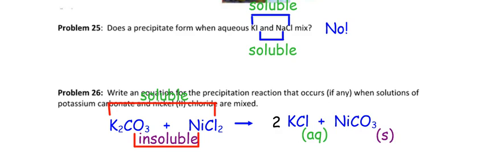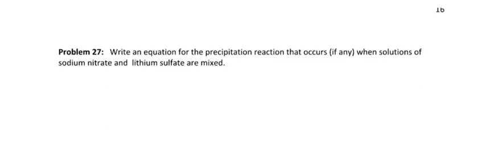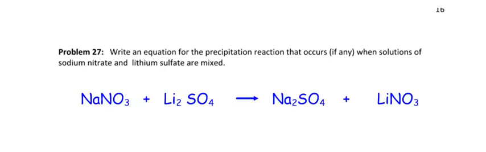It's going to be very, very similar. All right, it says write an equation for the precipitation reaction that occurs, if any, when solutions of sodium nitrate and lithium sulfate are mixed. So go ahead and write down the correct formulas for your reactants and then see what you get. Go ahead and pause this and come back. All right, so this is what I did, and the next thing is to make your brackets.